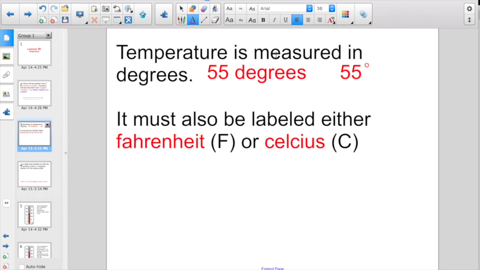And temperature is measured in degrees. So you either have to write out the word degrees or you have to give it a little degree symbol, or I will start marking it wrong on the paper. On the Socrative quiz, be careful to read the directions and input it exactly how it asks you. And it also must be labeled either Fahrenheit, just a capital F, or Celsius, a capital C.